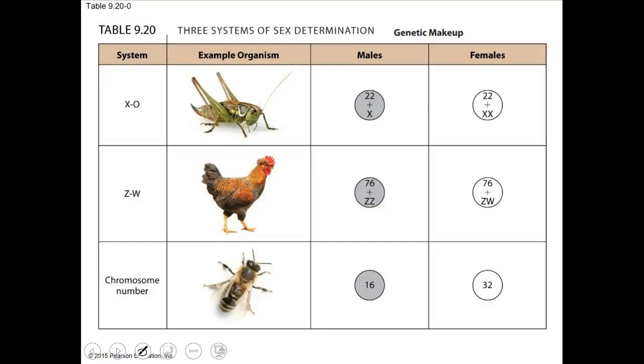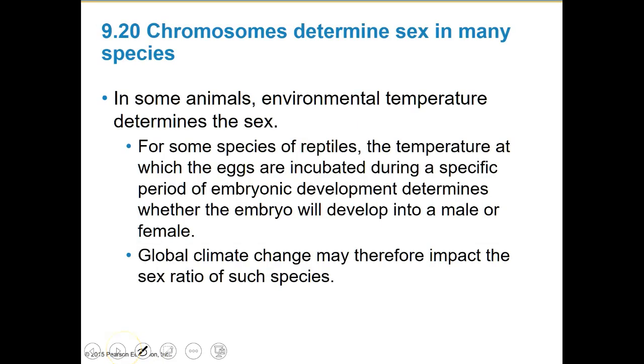So again, XO system, males 1 X, females 2 X's; ZW system, male ZZ, female ZW. And you can see there are more chromosomes in chickens. And then chromosome number for bees is 16 for males, 32 for females. So they're a little less, but interesting nonetheless.